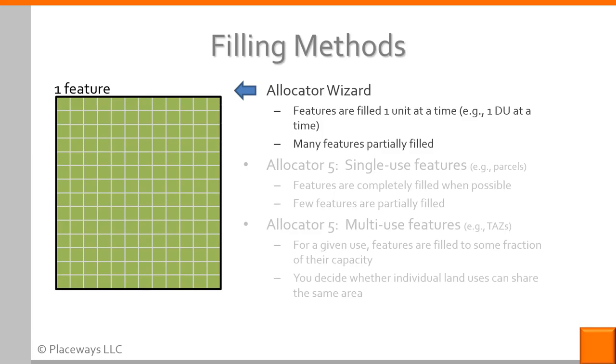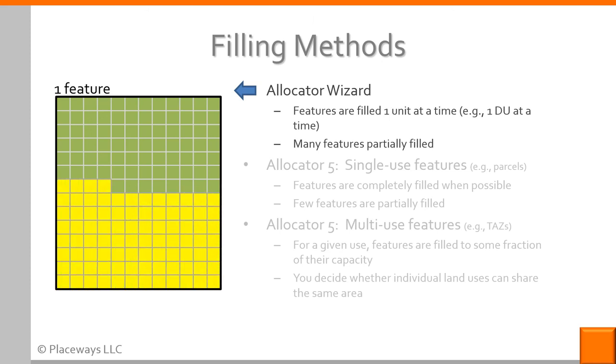Filling methods describe the way the allocation algorithm assigns growth amounts within parcels. Which one you use depends on your project. In the Allocator Wizard, features are filled one unit at a time. So for example, if this one feature has a capacity of 168 dwelling units, the allocator will add one dwelling unit, then another, as it moves through its process. Across the study area, this often results in many features being partially filled, particularly if any randomness is applied.